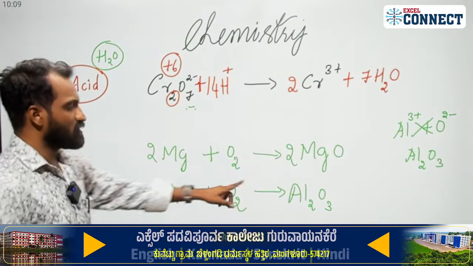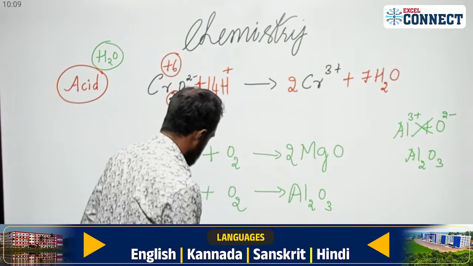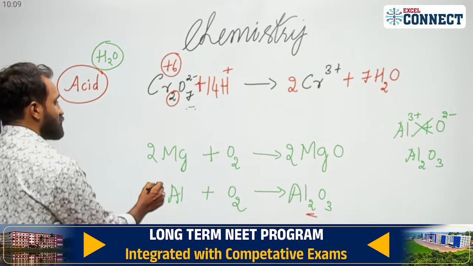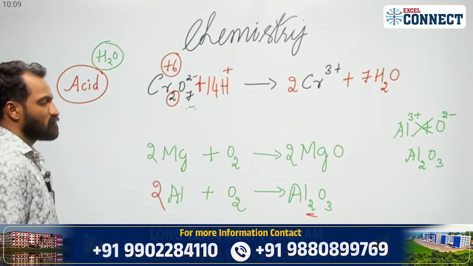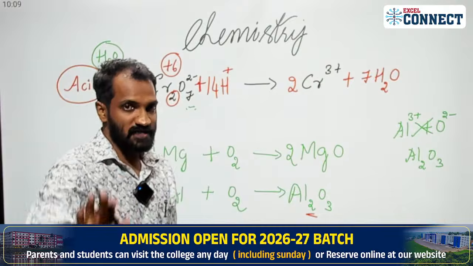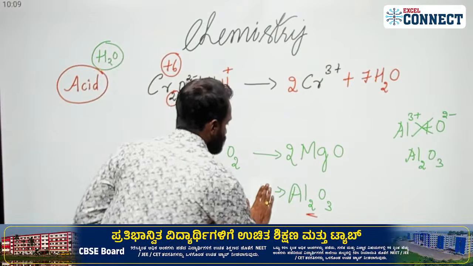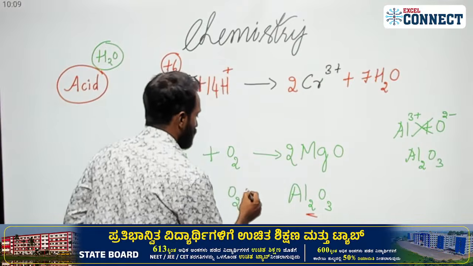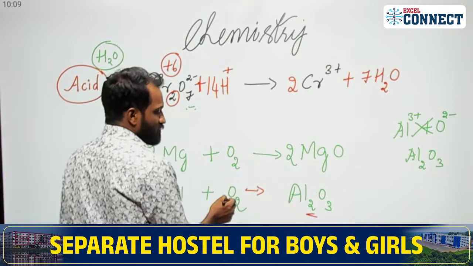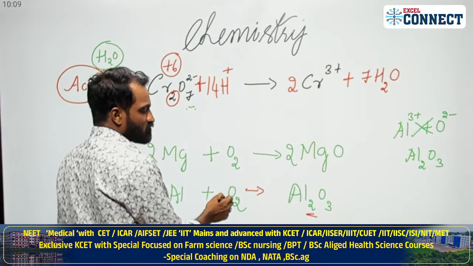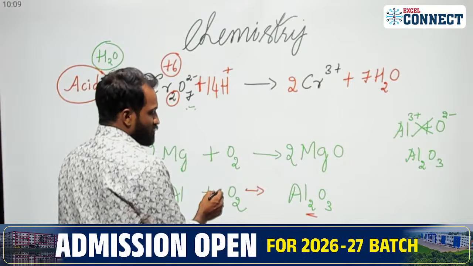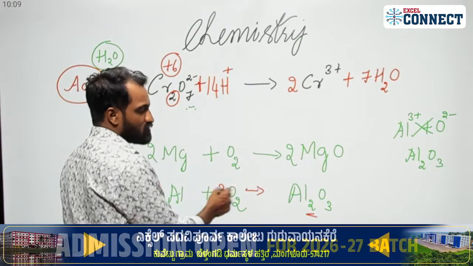In this case, how many aluminum are present here? 2 aluminum in the product, and 1 aluminum on the reactant side, so I put here 2 aluminum. Here 3 oxygen is there. Listen carefully. If I put here 2 oxygen, 2 twos are not possible to balance 3. So I'll put 3 here; 3 twos are 6.